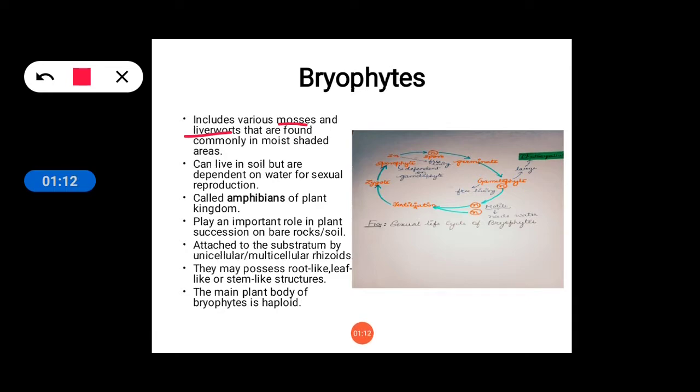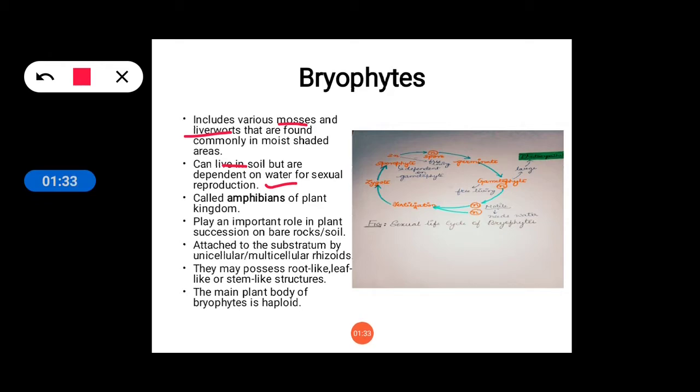Bryophytes can live in soil but are dependent on water for sexual reproduction. Bryophytes can live in soil, but it is very important for them to go to water for sexual reproduction. It is a very important point.